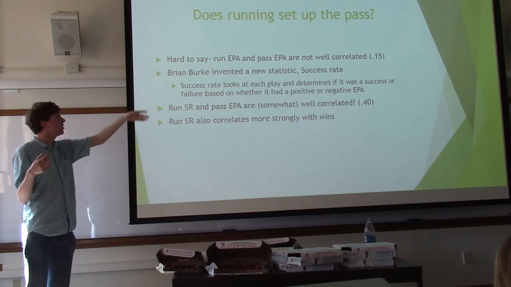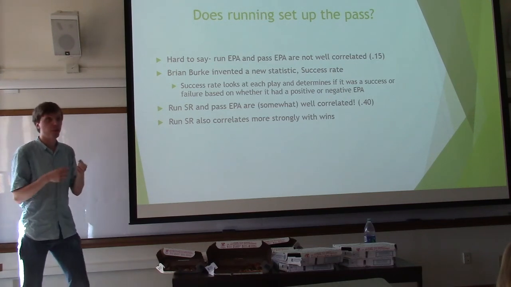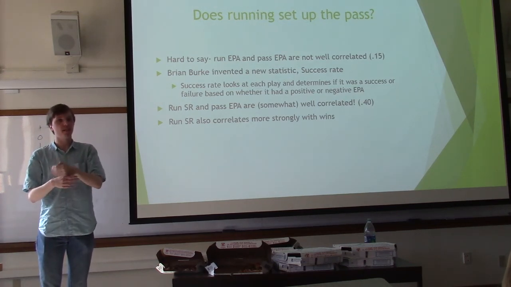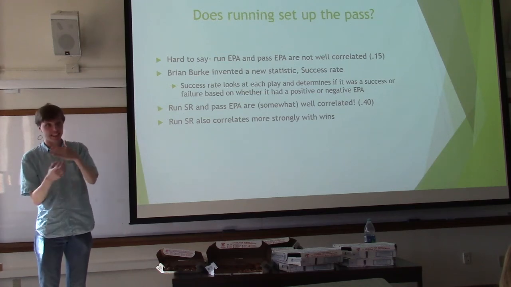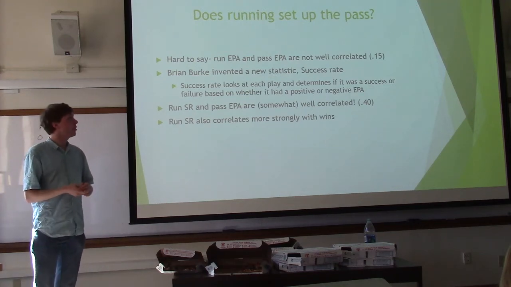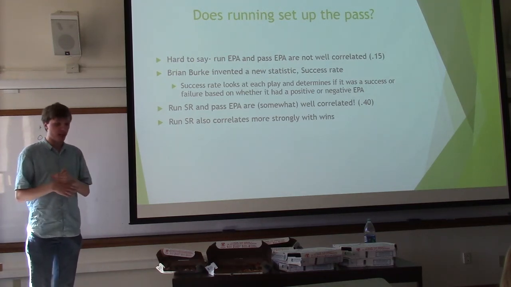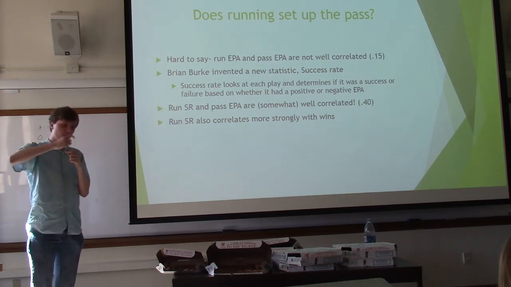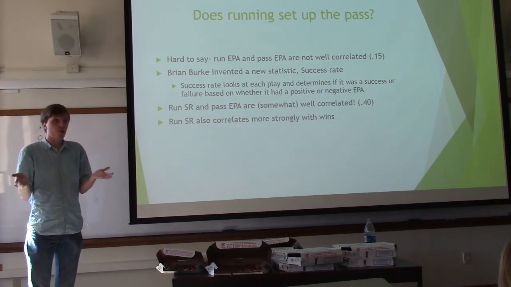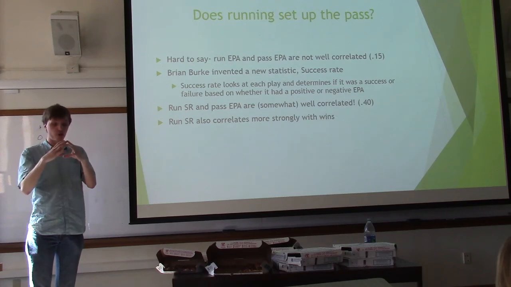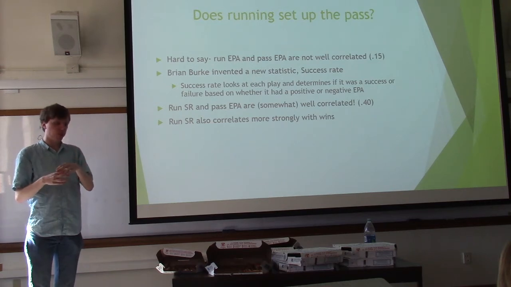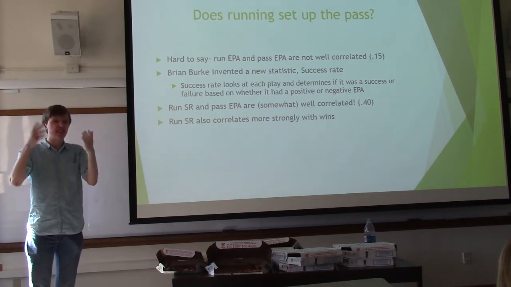So Brian Burke invented a new statistic, success rate. Basically, what does a running game really add to your team? It adds consistency, right? It doesn't add big gains like passing does, but it adds this slow, churning up of yards down the field. So this new success rate just looks at whether or not EPA was positive or negative for any given play. Positive gets a 1, negative gets a 0. So it's literally the total portion of plays that increased your probability, or increased your expected points. That was basically successful, right?